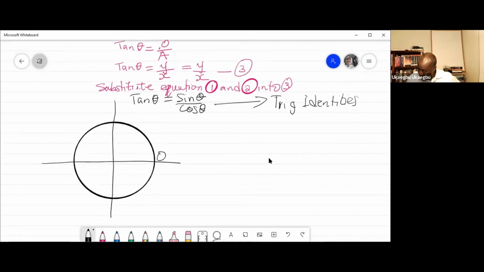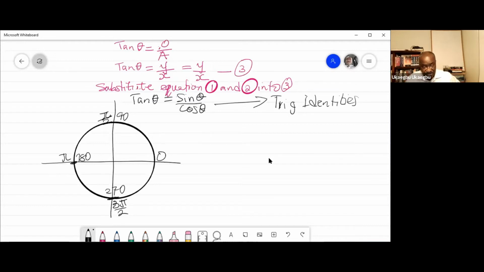So this is 0 here. This is 90 degrees, and it is also equivalent to pi over 2. This one is equivalent to pi. This one, you told me, is 180 here. 270 here, so this should be 3 pi over 2.